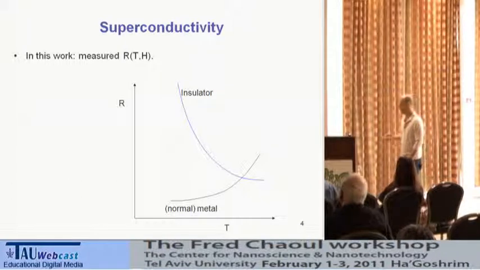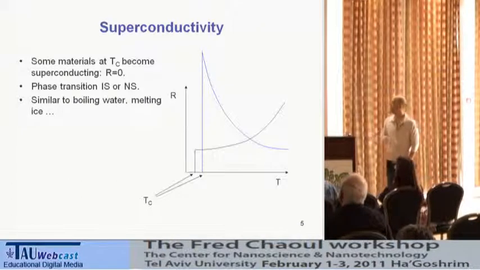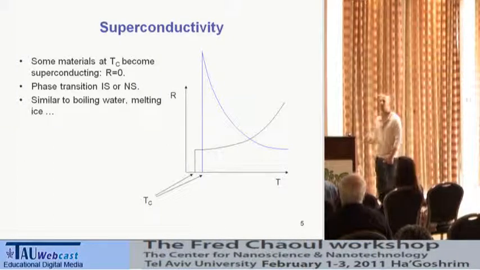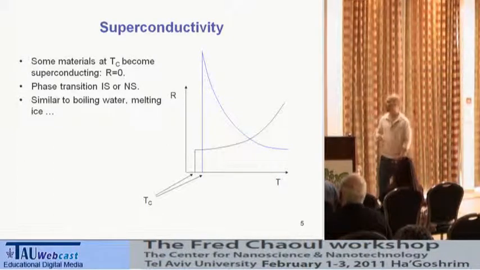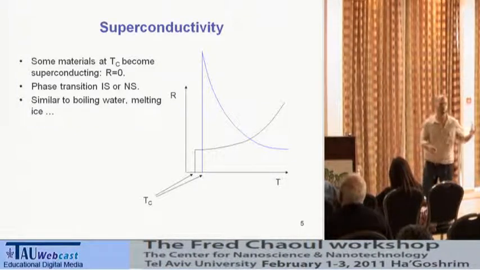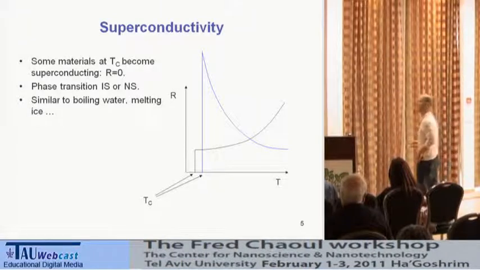it's a normal metal. But there are some materials that at low temperatures, at a very specific unique temperature called the critical temperature, undergo a phase transition into what we call the superconducting state, where they lose all their electrical resistance. So the resistance is zero. Of course, there is more to superconductivity than zero resistance, but for the sake of our study and for the sake of this talk, this is enough.